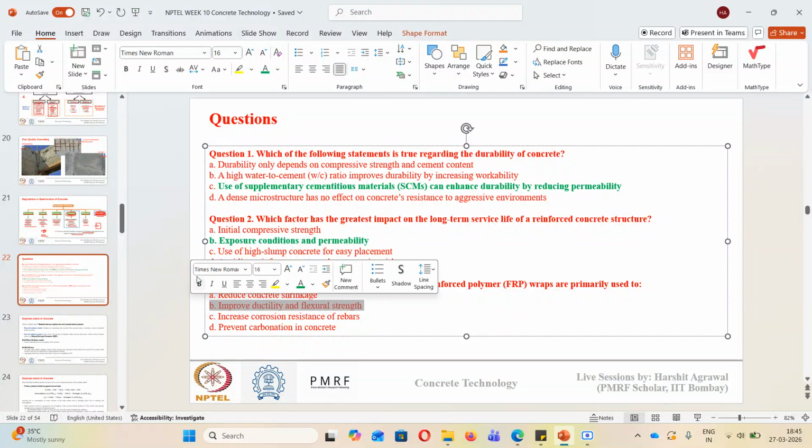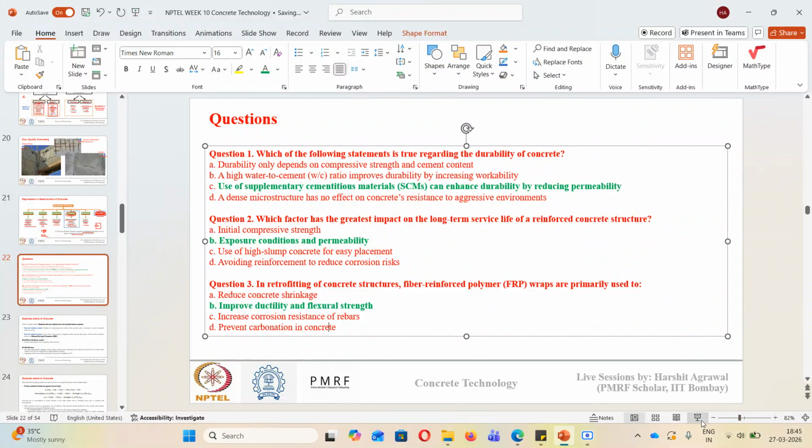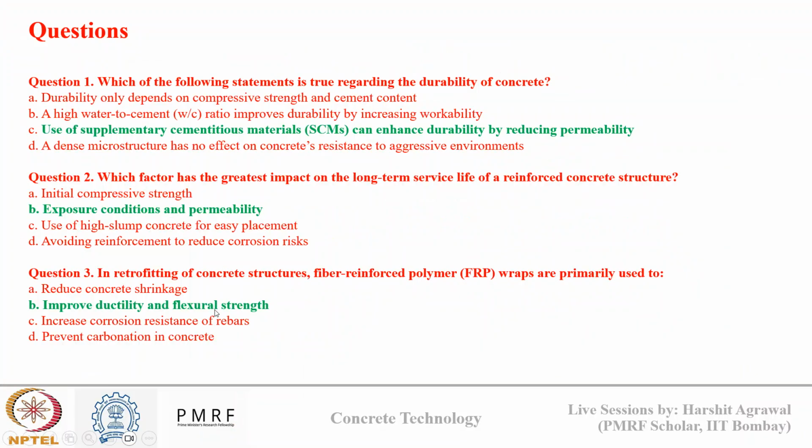Okay, the correct answer for question number 3 will be B. They improve the ductility and the flexural strength of concrete. So when we talk about FRP wrapping, it enhances the load carrying capacity of the structure. That is the purpose of retrofitting. When we enhance the load carrying capacity of the structure, we eventually enhance the ductility and the flexural strength of the structure also.